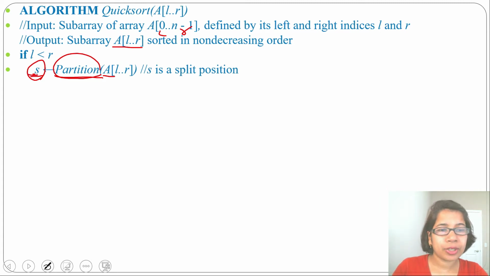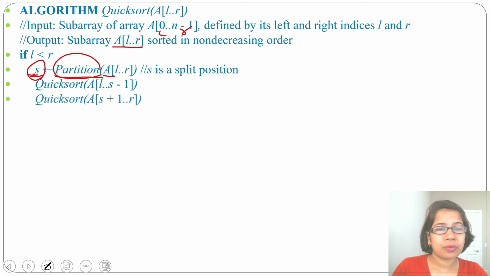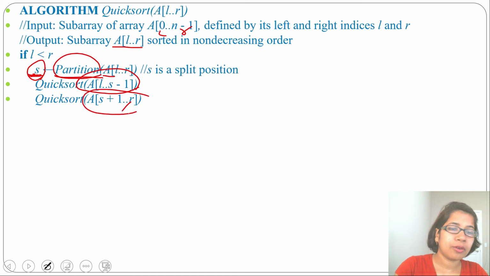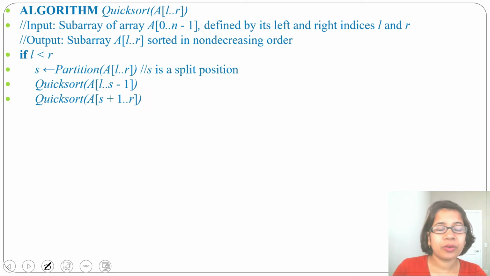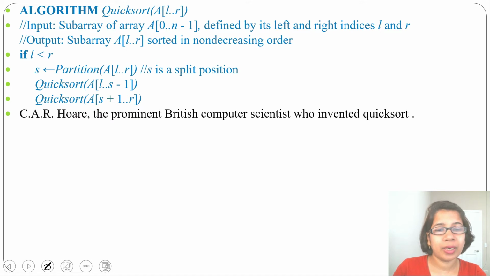So here we'll call another function, and from there we'll get the split position. Next we'll call quicksort again from A of L to S minus 1. Again we'll call the quicksort algorithm on A of S plus 1 till R. So here we got a position S, and we'll do quicksort of the left part and quicksort of the right part. This is the left part of the split position, this is the right part of the split position. This partition algorithm was developed by C.A.R. Hoare, a British computer scientist. In 1960 he developed this algorithm, and 20 years later, in 1980, he got the Turing Award for it.